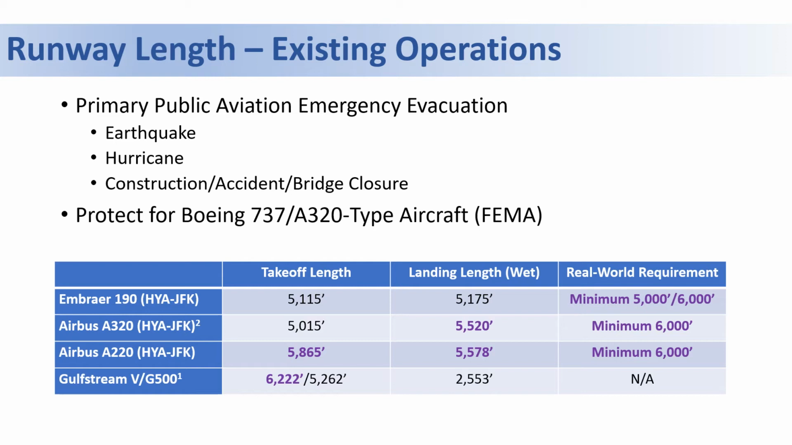In addition to existing users, we also want to make sure that we can accommodate certain aircraft in an emergency. FEMA recommends protecting for a Boeing 737 or also an Airbus 320 sized aircraft in the event of something like a hurricane, an earthquake, or accident that closes the bridges, meaning that the only way off the Cape is via air.